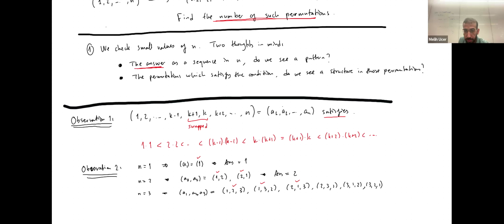But if you look at this one, it fails here. 2 times 3 is not less than or equal to 3 times 1. So this fails. In this one, it fails in the first step. 1 times 3 is not less than 2 times 1.